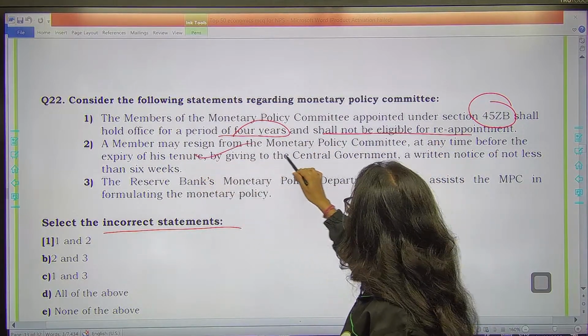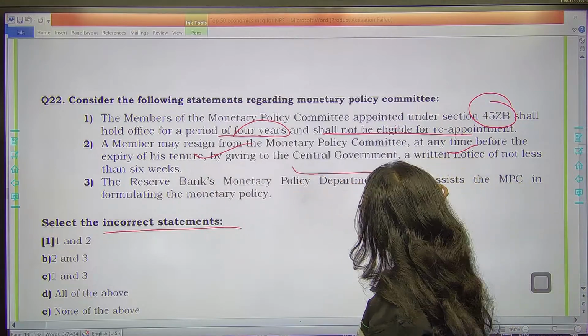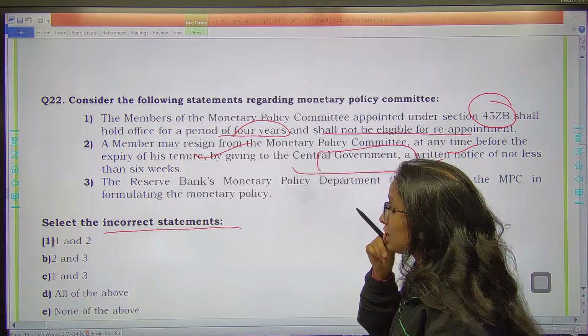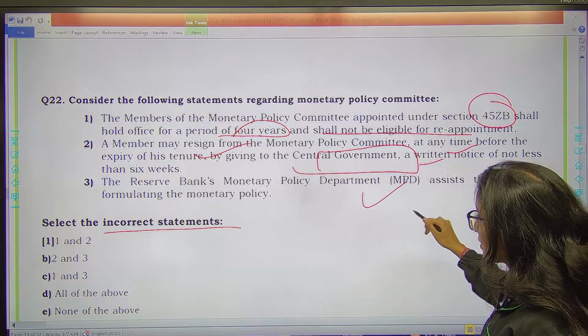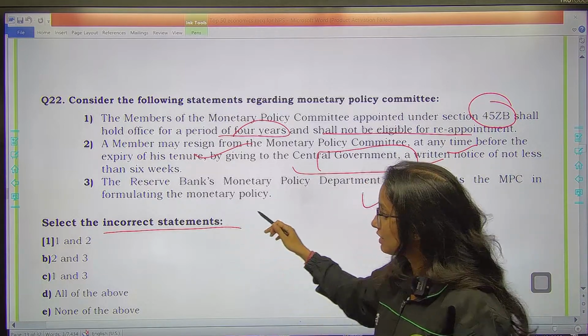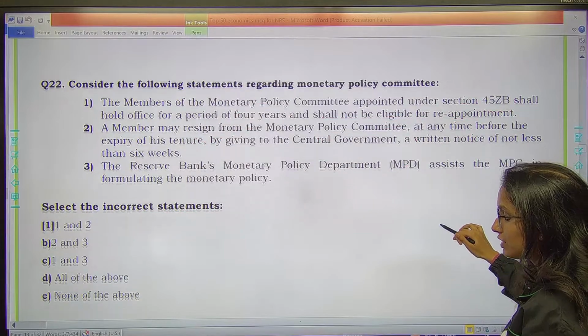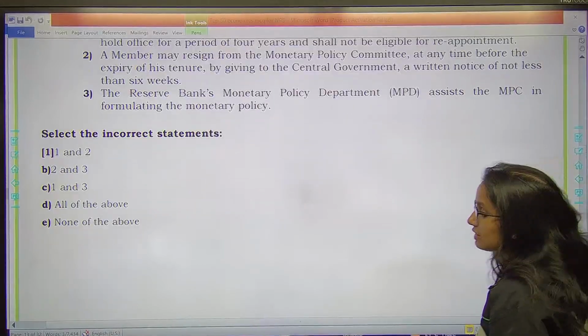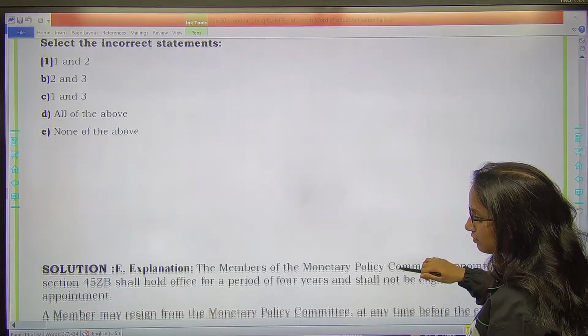Members may resign from Monetary Policy Committee at any time before the expiry by giving to the central government written notice of not less than 6 weeks. True. Reserve Bank Monetary Policy Department assists the MPC in the formulating of monetary policy. All of them are correct. So incorrect one is no one is incorrect. Hence E would be your answer. None of the above statements are incorrect.